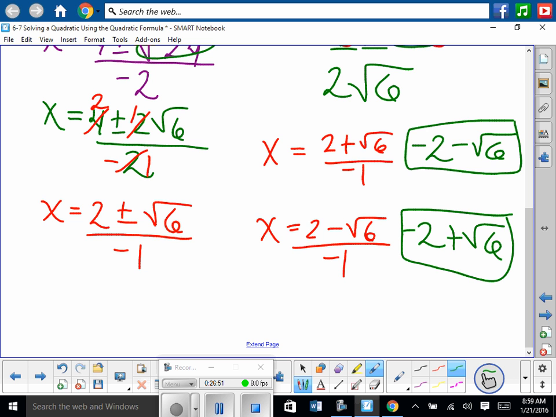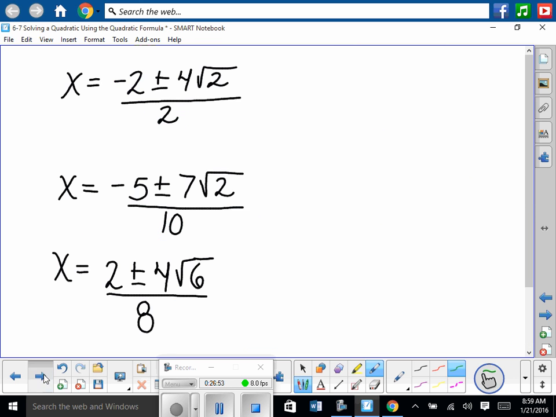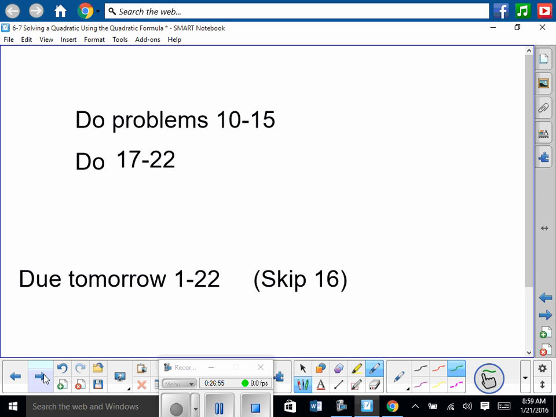So you have 10 minutes to practice and check your answers with me. This is what's due tomorrow, up through 15. Just up through 15, don't do these. So 1 through 15 needs to be done by tomorrow. You have 10 minutes to practice a few of those. Start practicing 10 through 15, so you can check your answers with me.